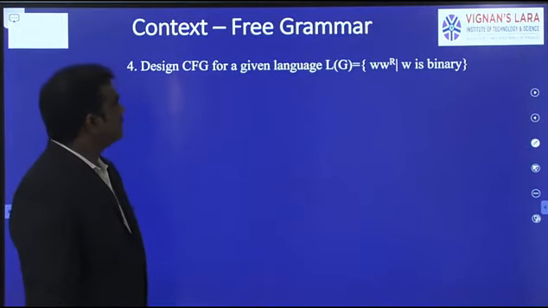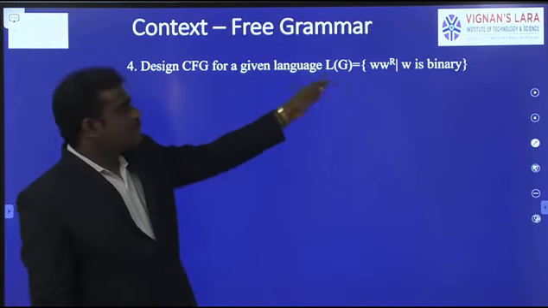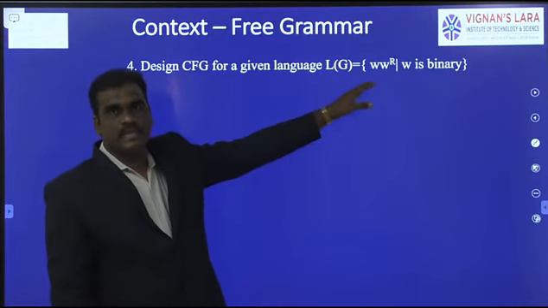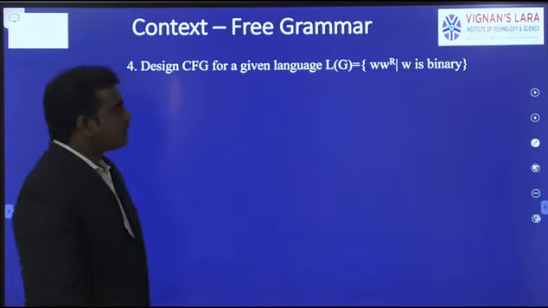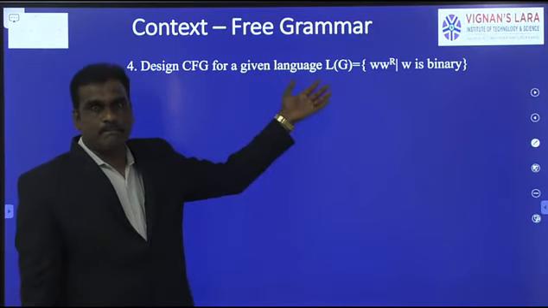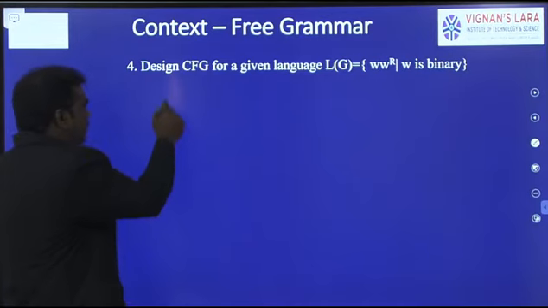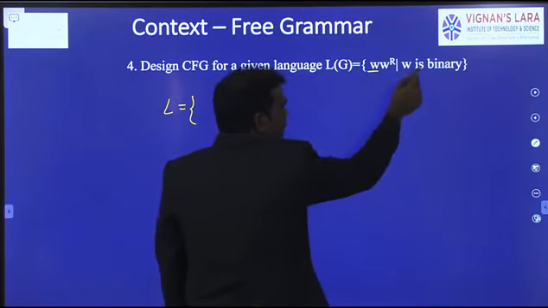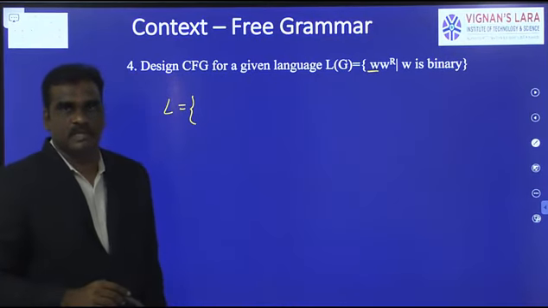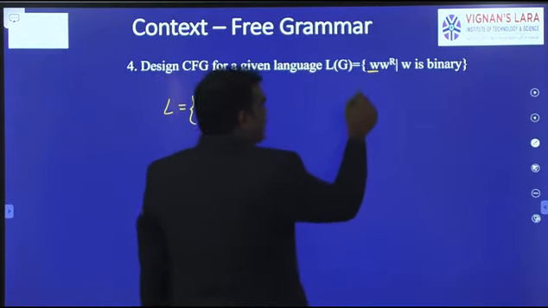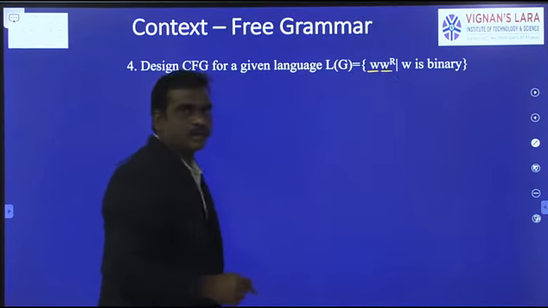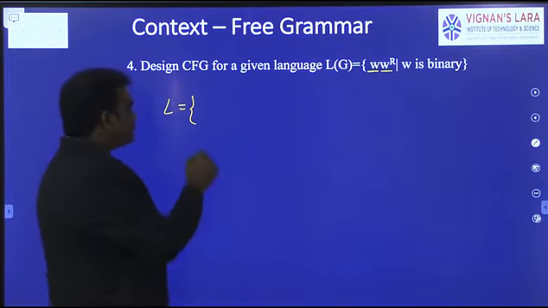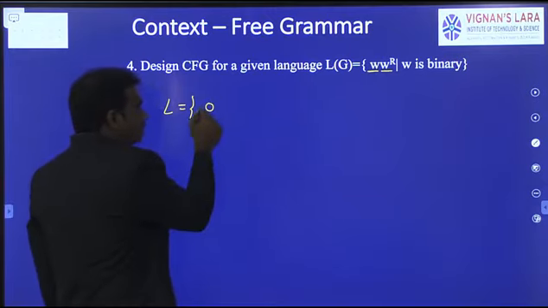And the next example is W power R. What is W? W is a binary number. It is almost related to the palindrome problem. Now define the language L equal to, what is W? W means binary number, binary means zeros and ones. W power R means reverse of the string. Suppose W equal to epsilon.